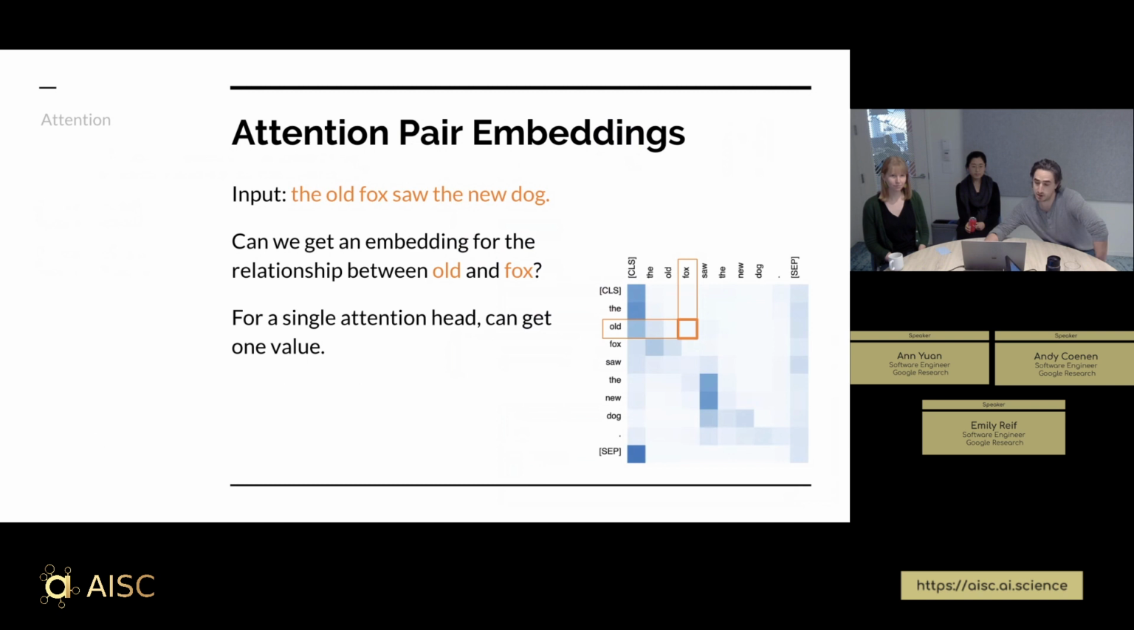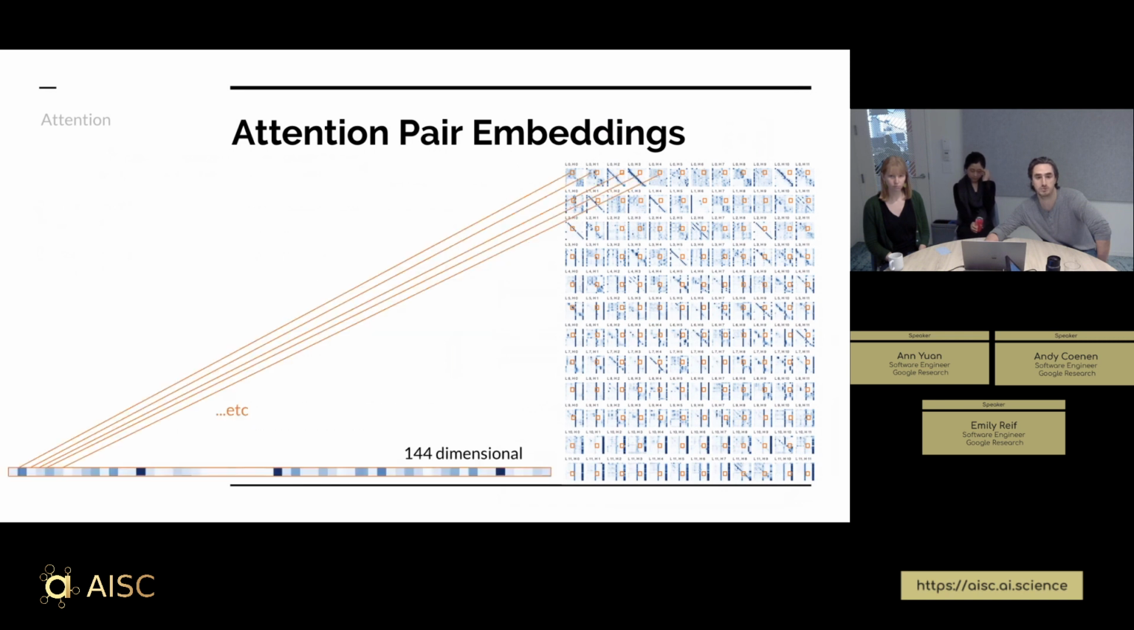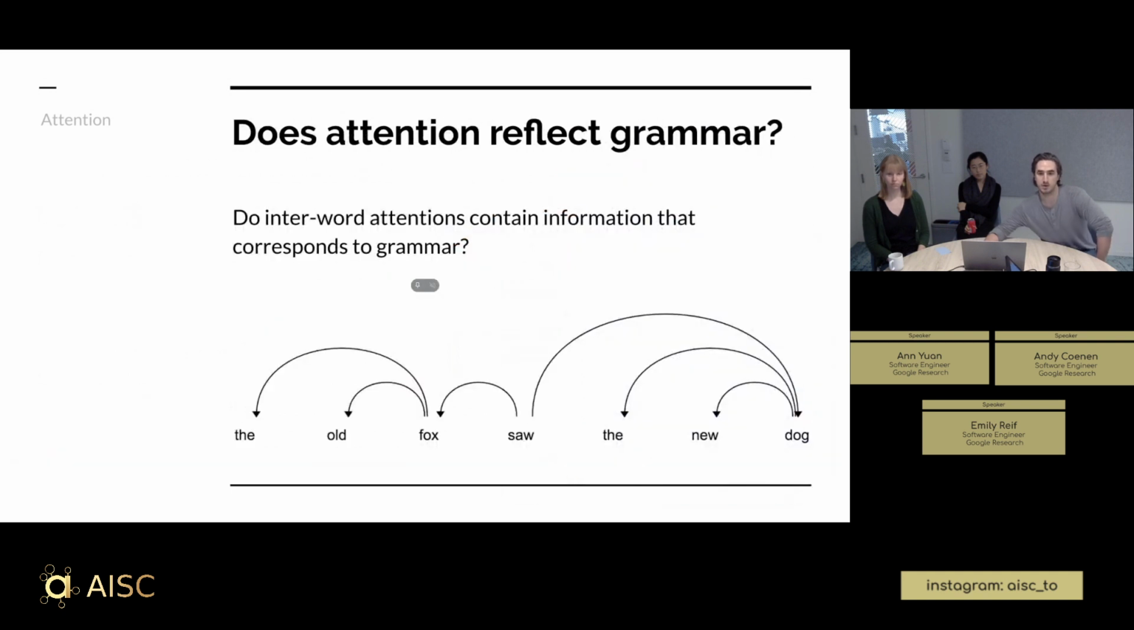So for a single attention head, we can get one value. And if we take this for all 144 attention heads, we can concatenate those attentions into a 144-dimensional attention vector. So basically, for a given word pair, we're taking all of the different attention values across the entire network and looking at it as an attention embedding, an attention vector representing how much attention is being paid at all of the different points in the network. So do these attentions contain information that corresponds to grammar?